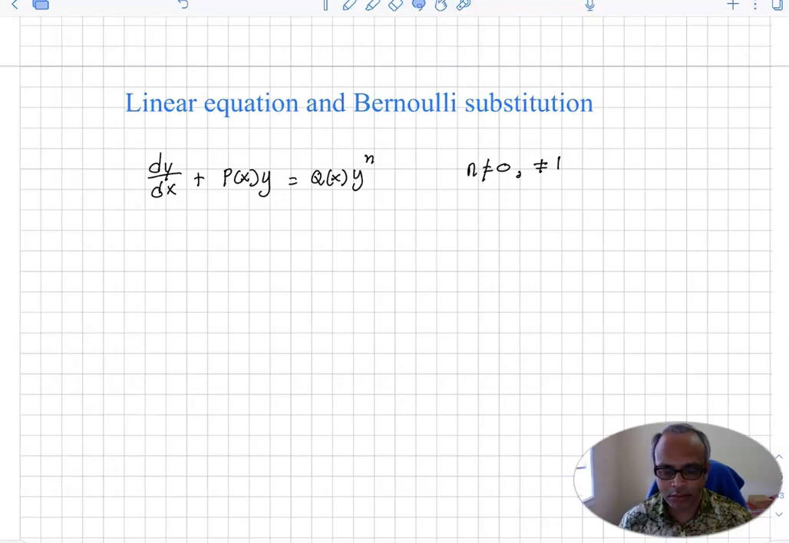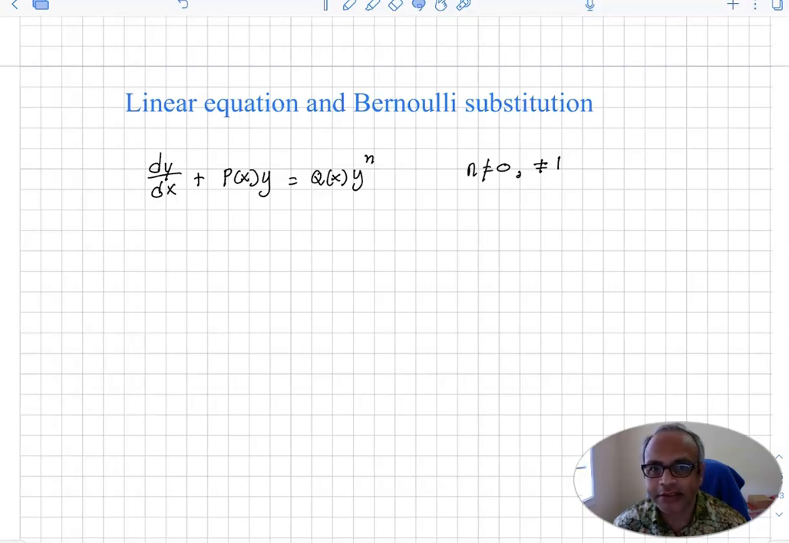Okay, welcome back. So in this video, I'm going to discuss linear equations and the Bernoulli equation. The Bernoulli equation is easy to look at. It's a first order differential equation. The left hand side is just a linear operator, and the right hand side is y to the power n times a coefficient which is a function of x.